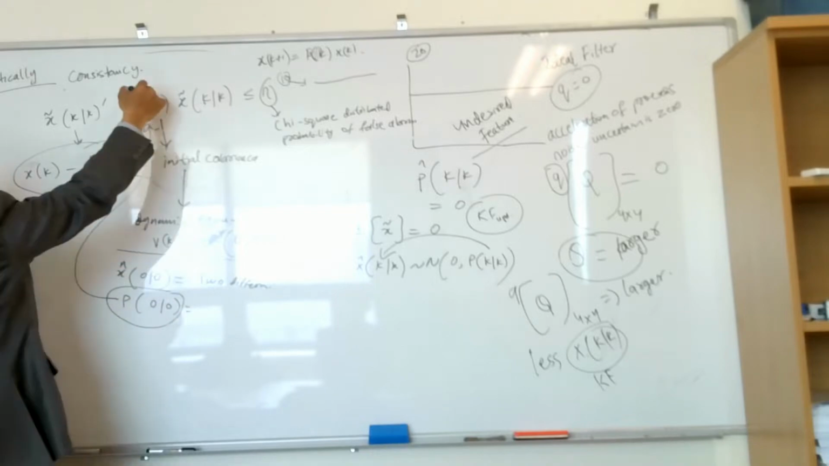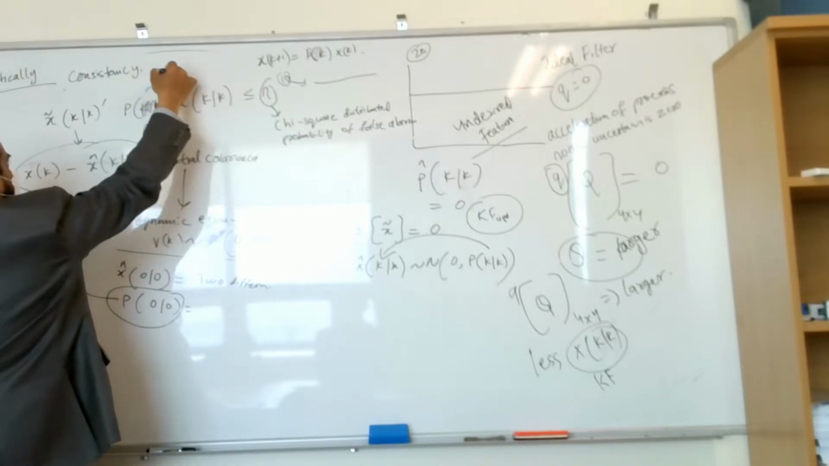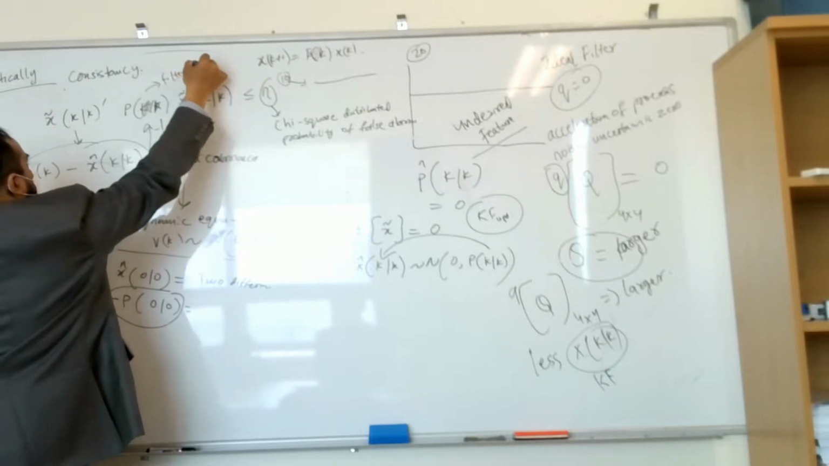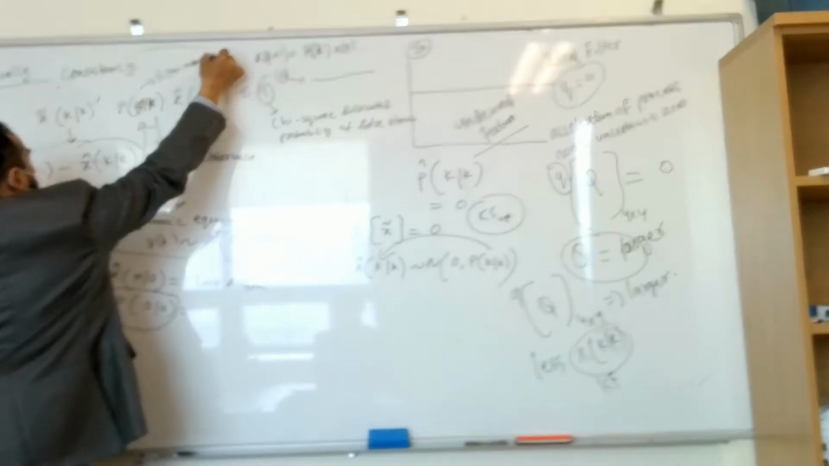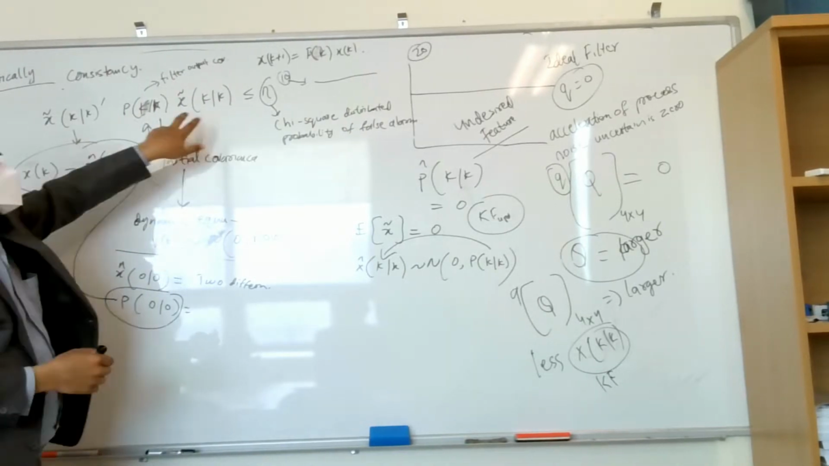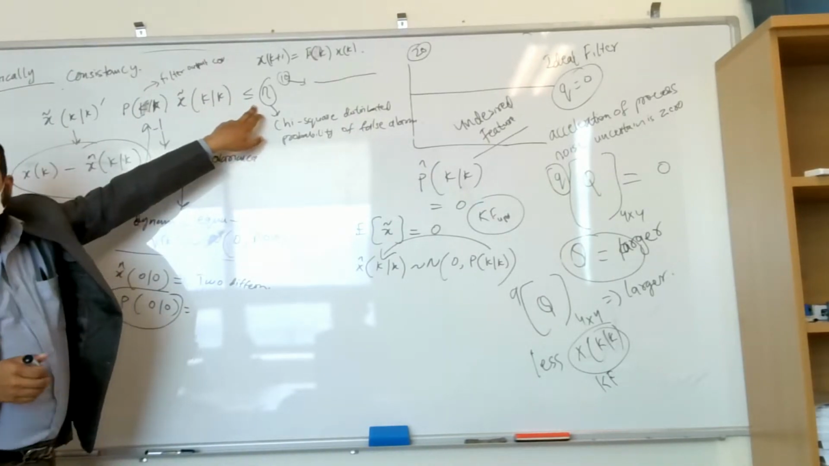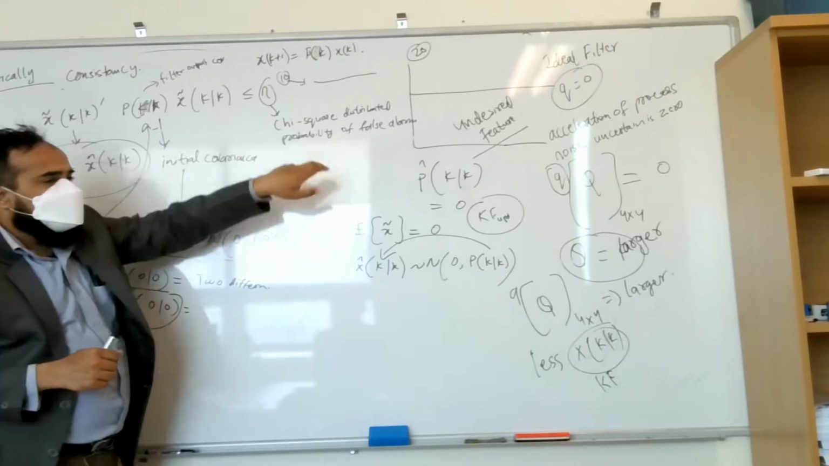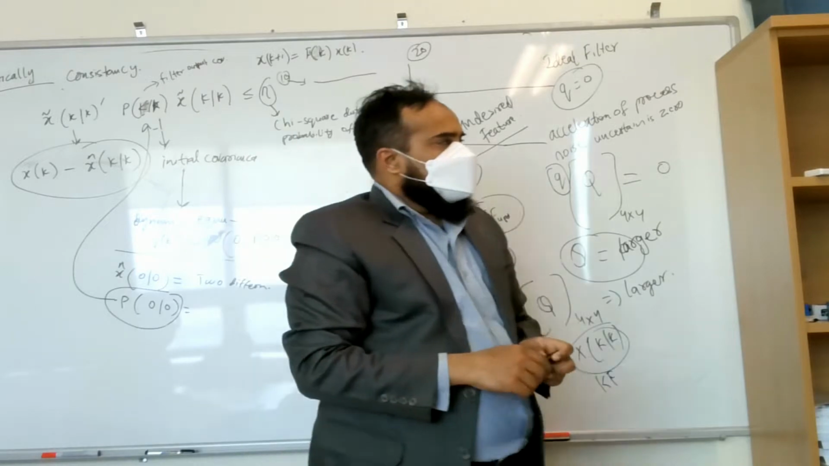This is the filter covariance, the filter output. We have to check the filter output covariances. If this equation is satisfied, this is a chi-square distributed probability of false alarm. Okay, scalar quantity.